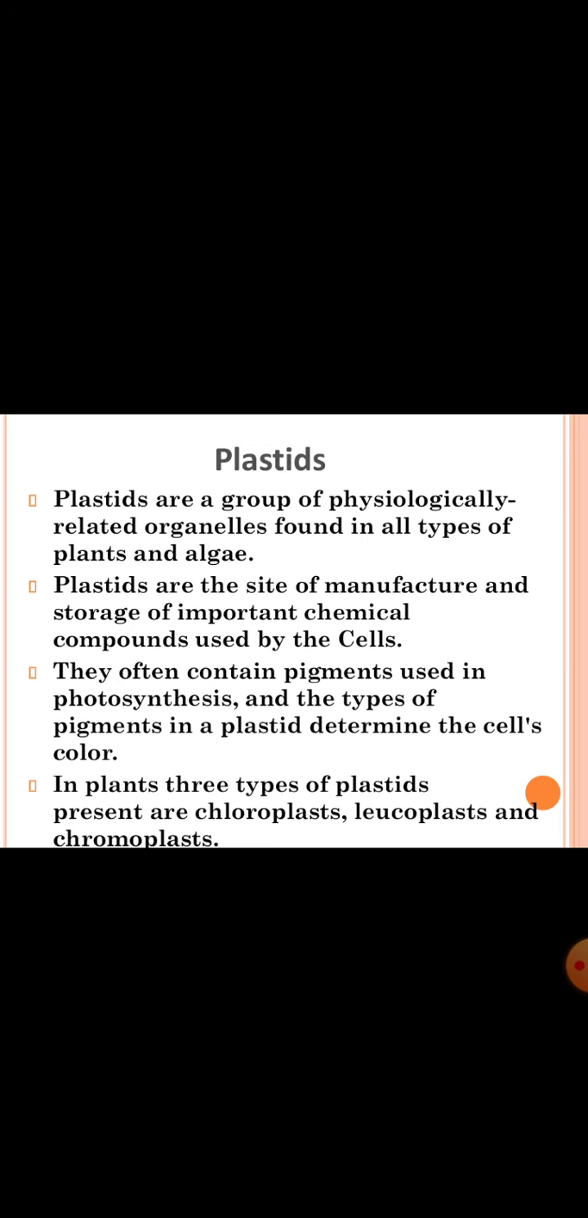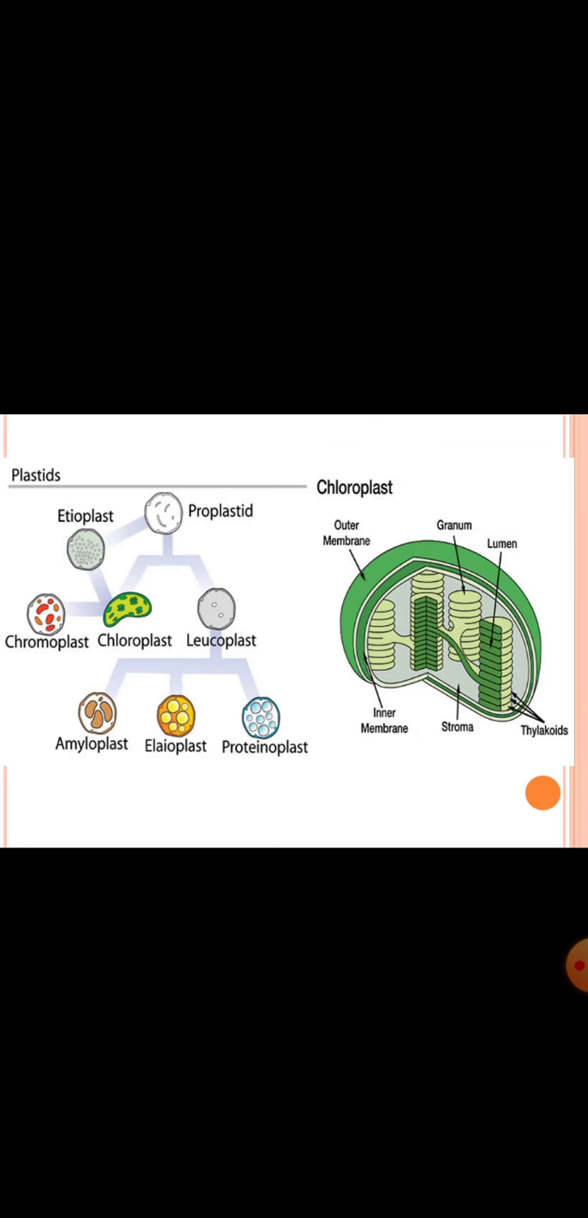In plants, the three types of plastids present are chloroplast, leucoplast, and chromoplast. But it is also differentiated into more parts. First of all, plastid is differentiated into proplastid. Then it differentiates into etioplast. Etioplast differentiates into three parts: chromoplast, chloroplast, and leucoplast. And leucoplast is again divided into three parts: amyloplast, elaioplast, and proteinoplast. Clear?